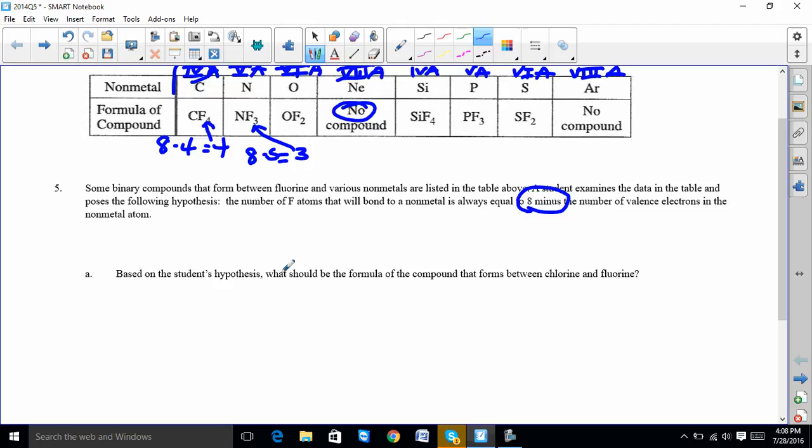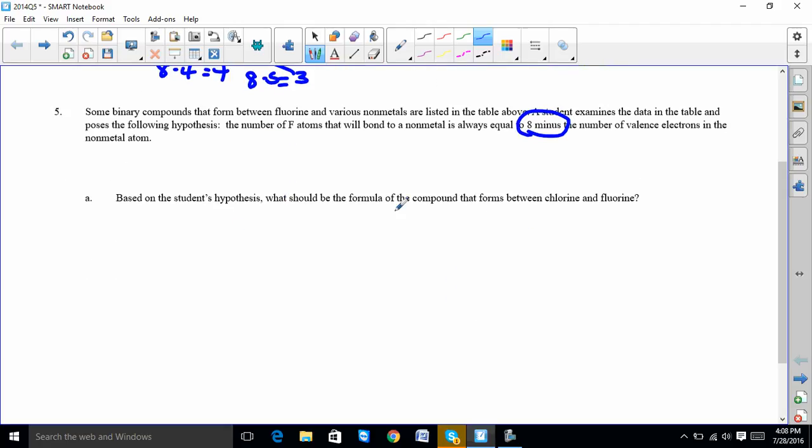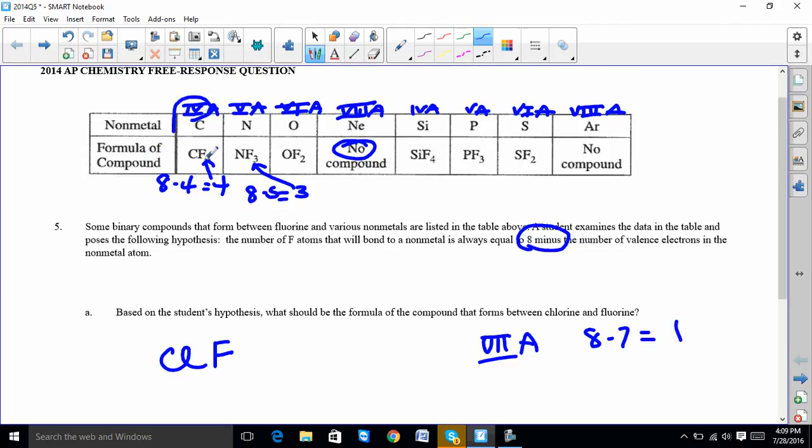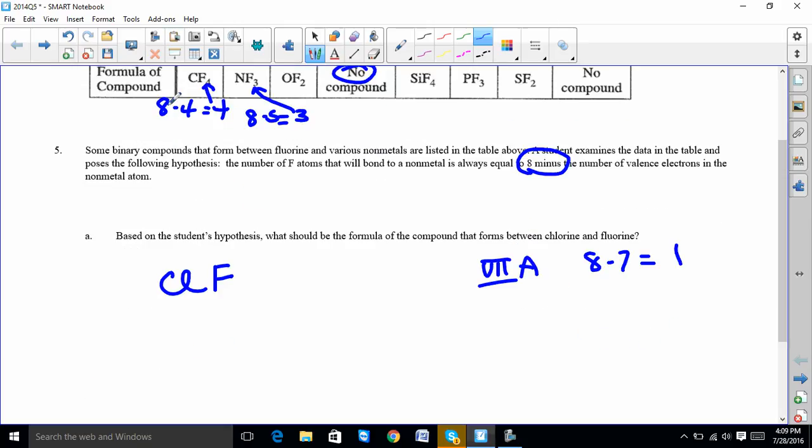So based on the student's hypothesis, what do you think would be the formula of the compound that forms between chlorine and fluorine? Because chlorine is in group 7A, because it's a halogen, 8 minus 7 is 1, so you would expect that it would be ClF1, and we don't have to write down the ones. Look at the pattern up here: 4, 3, 2, it would fit in here. 1, 0, 4, 3, 2. Actually, fluorine fits in here and chlorine fits in here. So that's pretty easy if you know what it's asking.